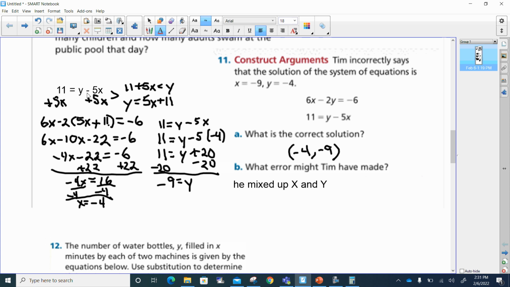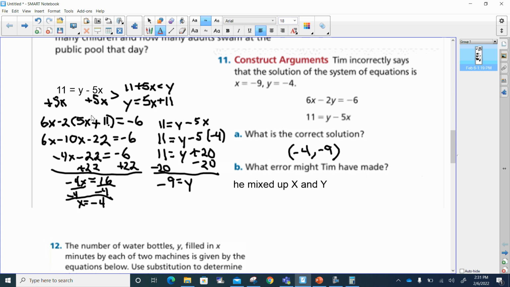To isolate y, I have to get rid of negative 5x. So I'll add 5x to it. Whatever I add to one side, I add to the other. And now I have 11 plus 5x equals y. I can rewrite this in linear form, and it's still going to be y equals 5x plus 11.